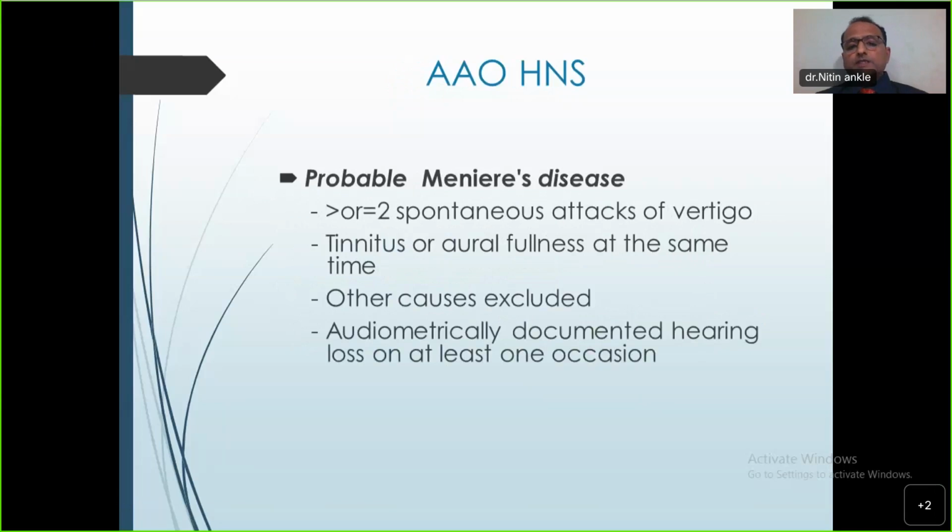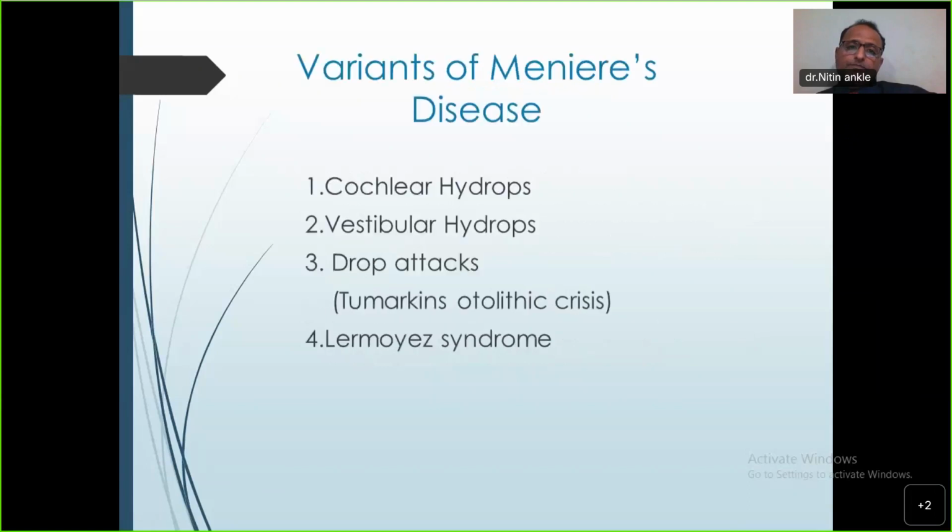Now comes the probable Meniere's disease. Here, 2 or more spontaneous attacks of vertigo are there with tinnitus or aural fullness at the same time. Again, other causes are excluded. Audiometrically documented hearing loss at least on one occasion is there. So this is when we call it probable Meniere's disease. So probable Meniere's disease is 2 or more spontaneous attacks of vertigo with tinnitus or aural fullness at the same time, and audiologically it has been documented that hearing loss is present at least on one occasion. The other causes are excluded.